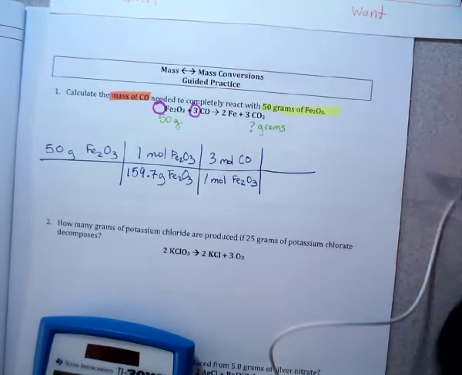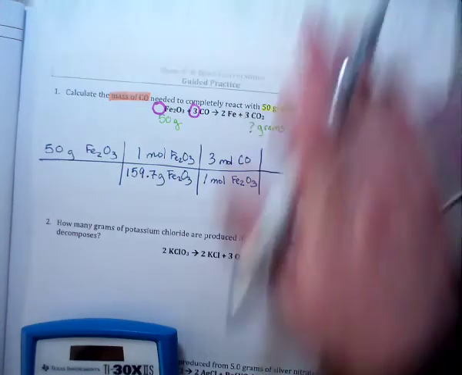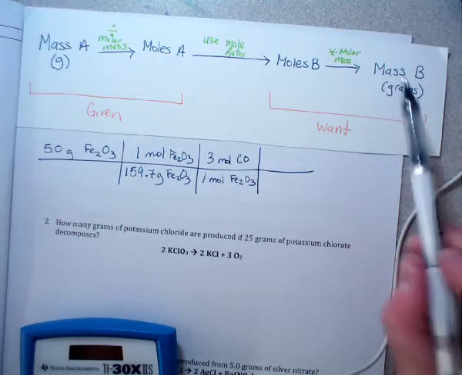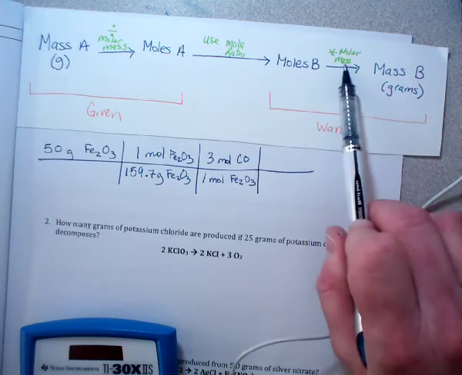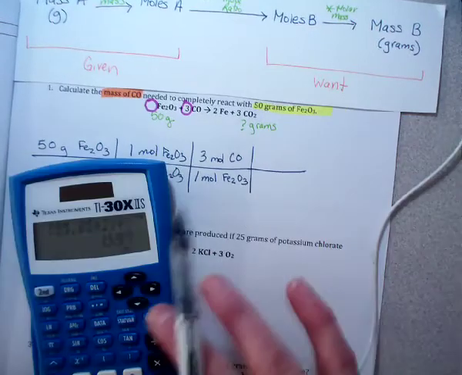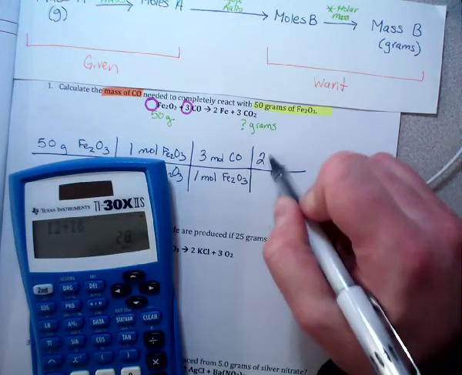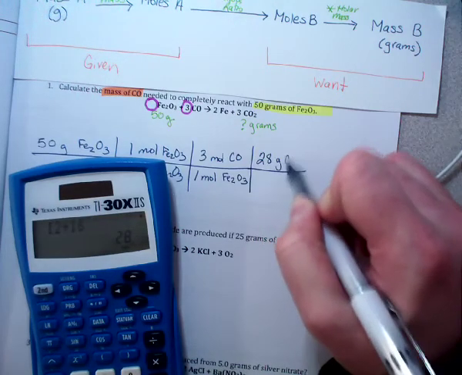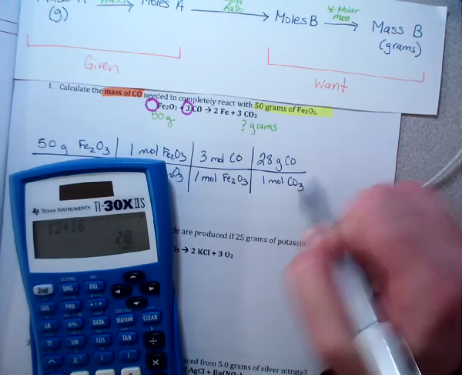If I stop here, I would have a final answer that's moles of carbon monoxide, but I need to keep going to find the grams of carbon monoxide. And to do that, I need to multiply by the molar mass. Carbon has a mass of 12, oxygen has a mass of 16. The molar mass is 28 grams of carbon monoxide in 1 mole of carbon monoxide.